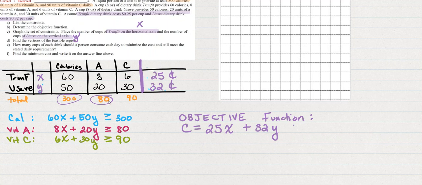And then the objective function. If TrimFit costs 25 cents a cup and U-Save costs 32 cents to make, not to buy, per cup, then we could say that the cost is 25 times the number of TrimFit, so 25x, plus 32 times the number of U-Save servings. So the objective function, C equals 25x plus 32y. So list the constraints, that's here. Part A. Part B, determine the objective function. Part C, next we will graph.